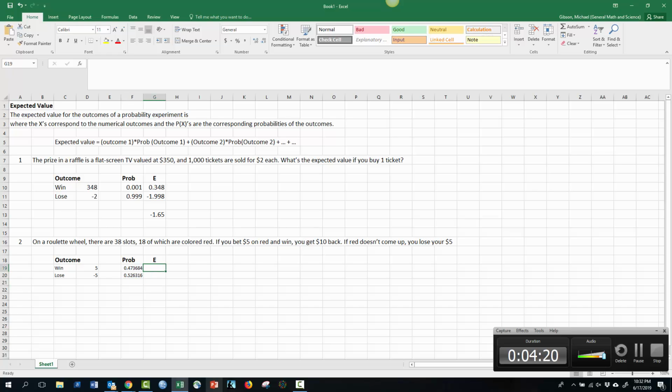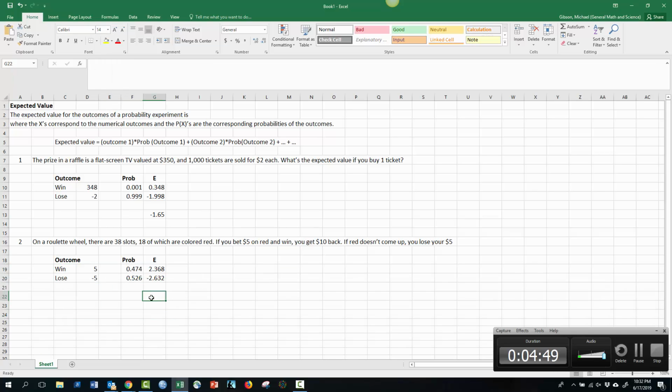All right. So now for each row, we do this again. So equals, click on the outcome, times the probability of that outcome. And then for the lose, equals, what happens if you lose, times the probability of losing. And you know what? Let me make those a little bigger so it's easier to see. And then we have to add those two up in this last column for the overall expected value.